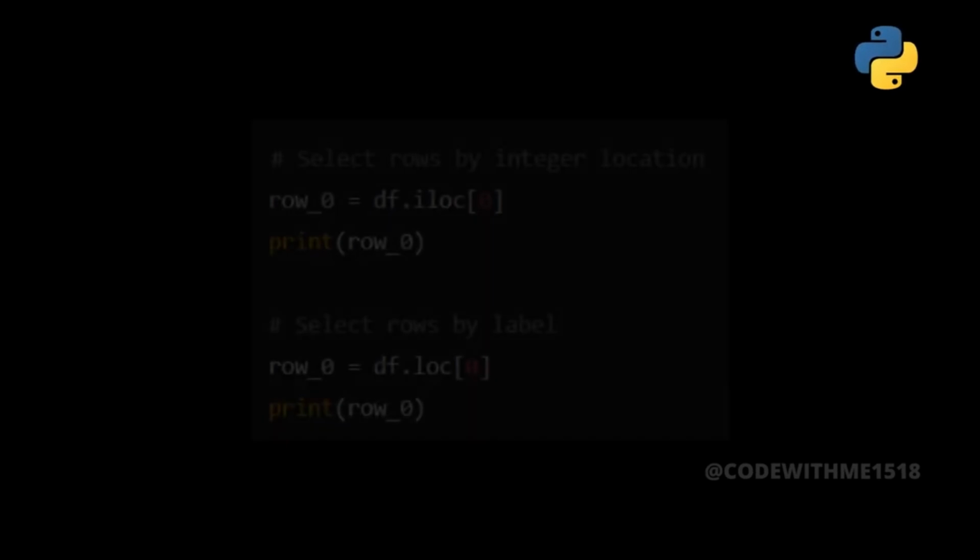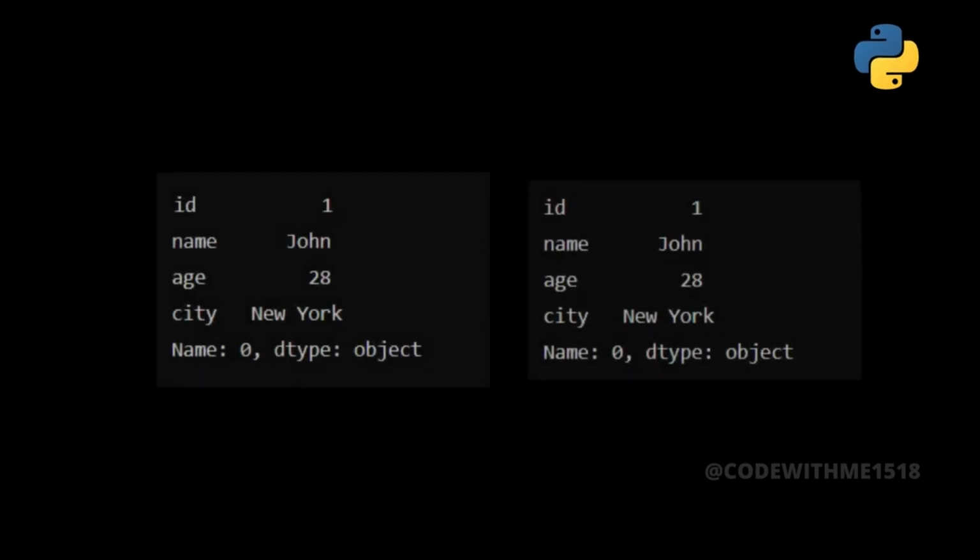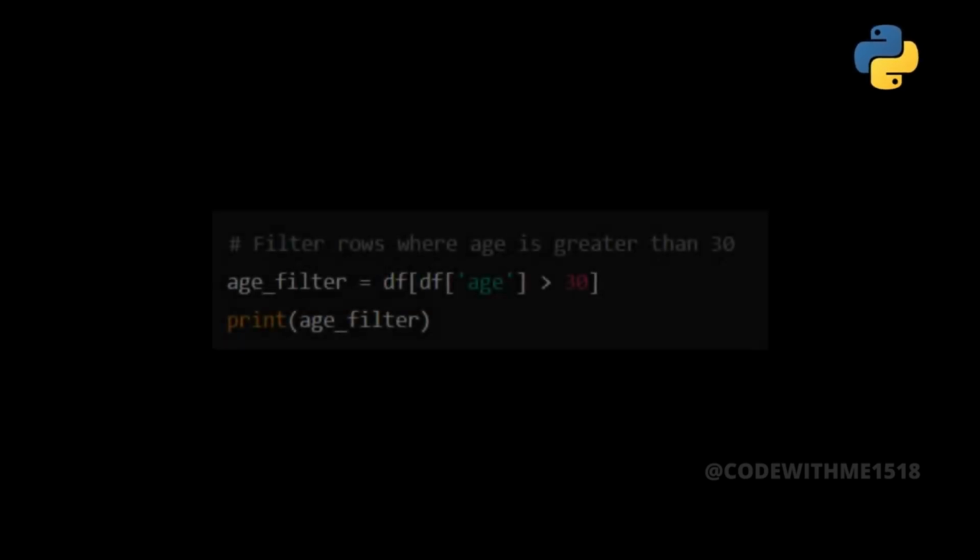To select rows, you can use the iloc and loc methods. iloc is used for integer-based indexing, while loc is for label-based indexing. You can also filter data based on conditions.